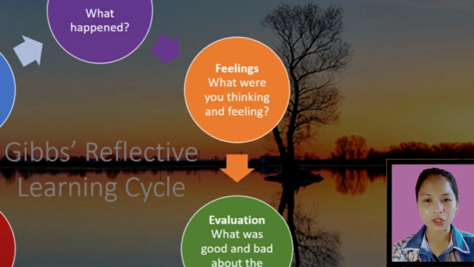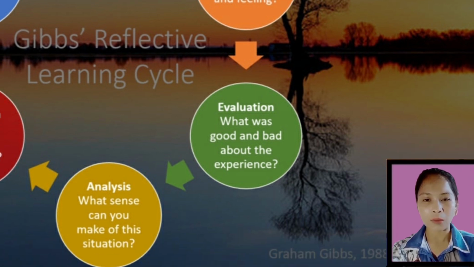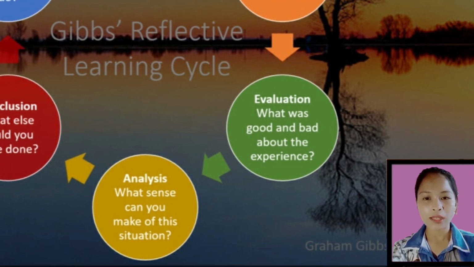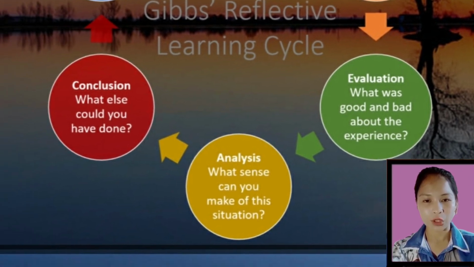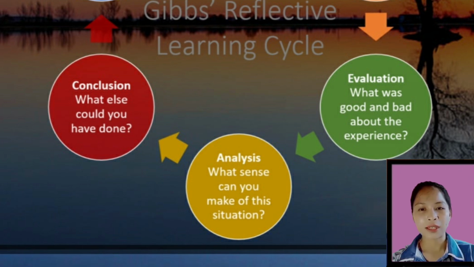Third is evaluation. What was good and bad about the experience. Here, we evaluate which part of the story is positive or negative. Fourth is, what sense can you make of this situation? This is trying to figure out what really happened in the story. In short, we analyze the different situations in the story.